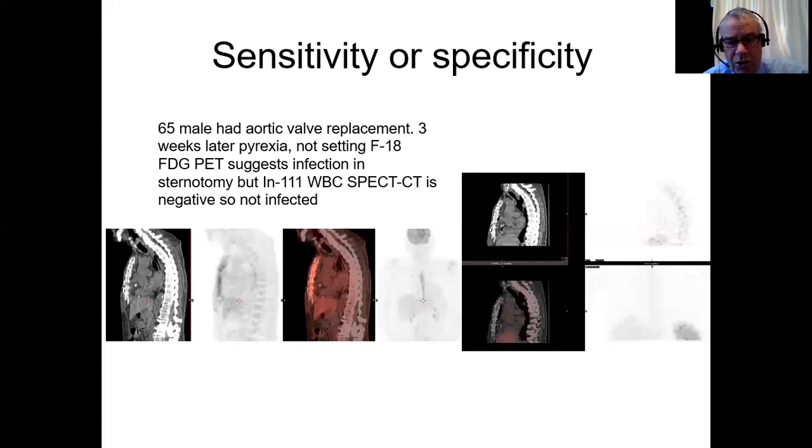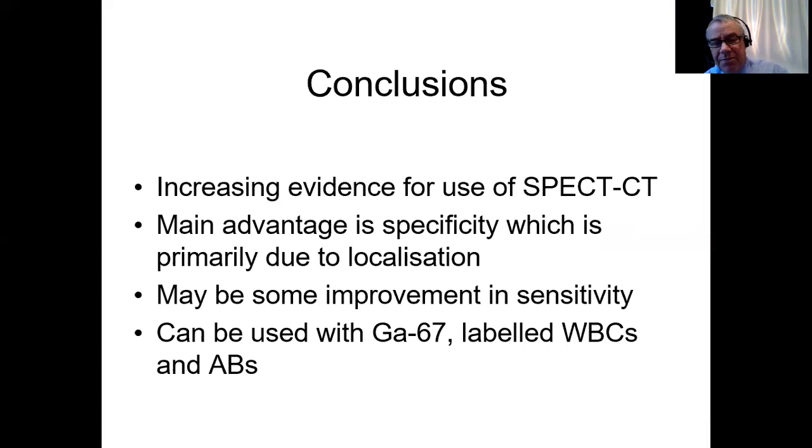So I convinced them that we should do a white cell SPECT-CT. And when you can see that it's not infected. And so we saved the patient from having a further sternotomy. And in fact, the pyrexia settled spontaneously over the following couple of weeks. So this shows you that FDG is very sensitive and white cells is very specific. So we have increasing use and research for use of SPECT-CT. It has many advantages in specificity and can be used with some improvement in sensitivity. It can be used with gallium, maybe white cells and antibodies, but in reality, in most cases we're probably now using FDG PET-CT.